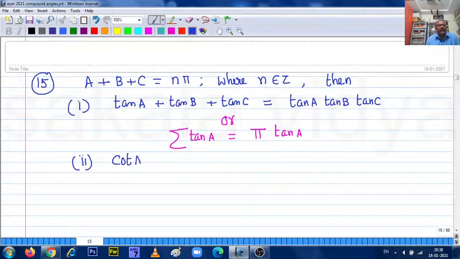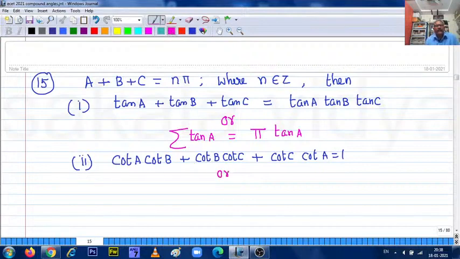And second formula, cot A cot B plus cot B cot C plus cot C cot A is equal to 1. Or you can remember this one as like this: sigma cot A cot B equals to 1. Right.